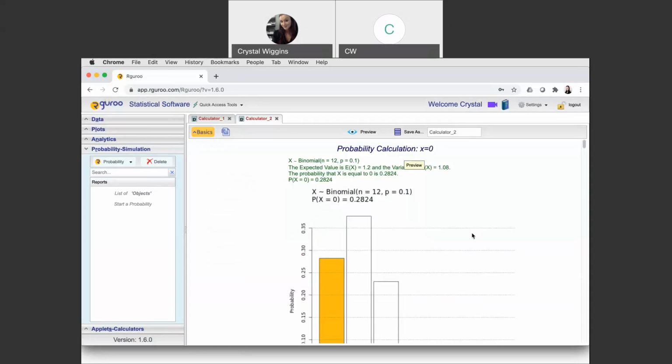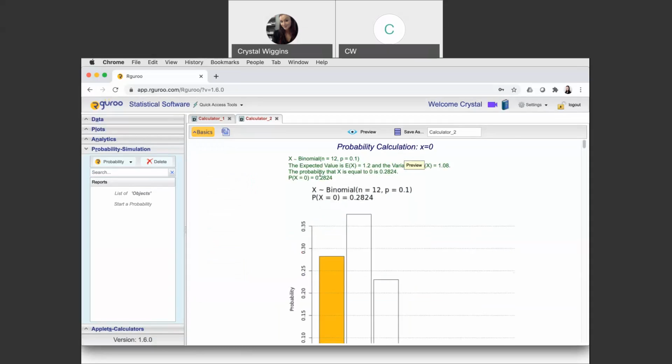Now I can scroll through. I can see that for this binomial distribution, the expected value is 1.2. That means the most likely case out of 12 properties is that a little over one of them is going to have sufficient oil supply, with a variance of 1.08. Again, if you want the standard deviation, just take the square root of this number.